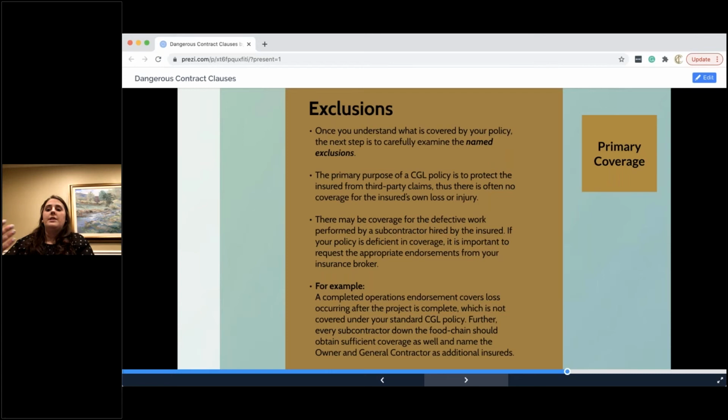So this policy was not general enough to protect the issue that my client was facing. It was not something that was ever beneficial because of this named exclusion, that the defective work was not covered. So that's another thing to be aware of.